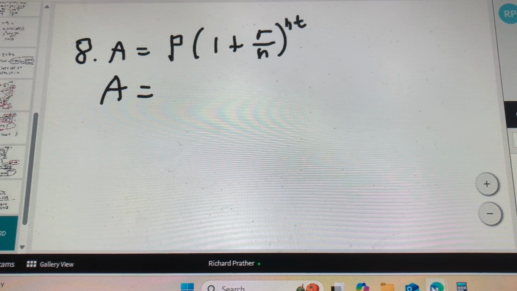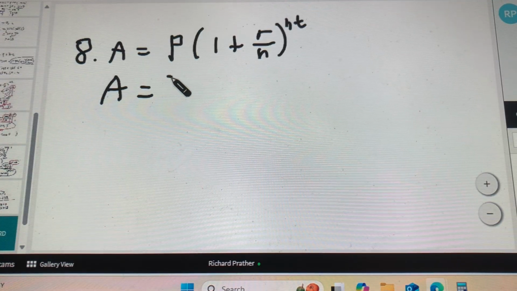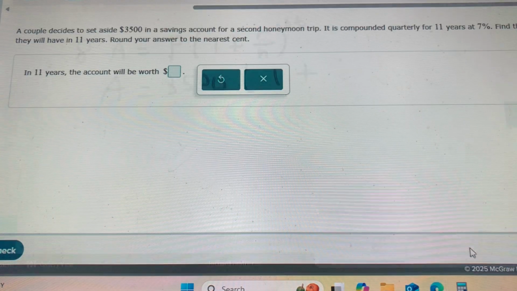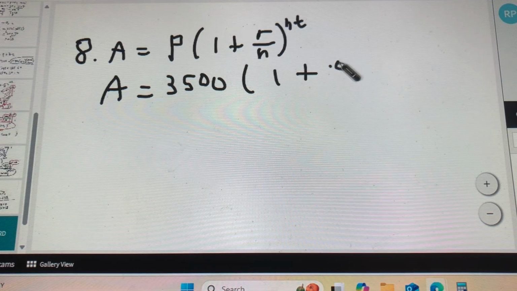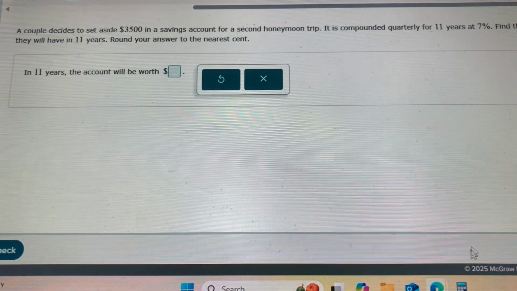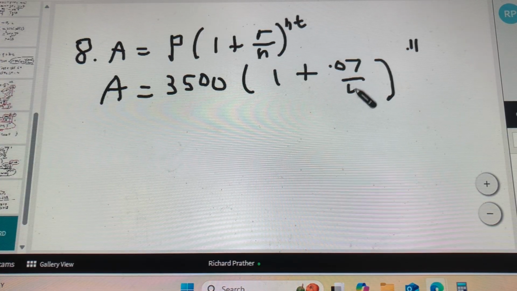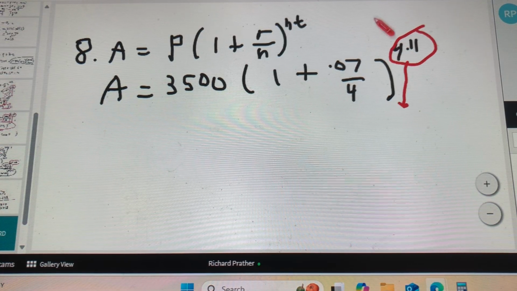How much will they have in 11 years? That's a future value. So they're putting $3,500 in a savings account right now. You always put money in a bank right now. That's definitely the present value. They're getting 7%, 11 years. And compounded quarterly. So then you put a 4 here and a 4 up there. This is back to the 4 steps. So do the exponent first. 4 times 11 is 44.